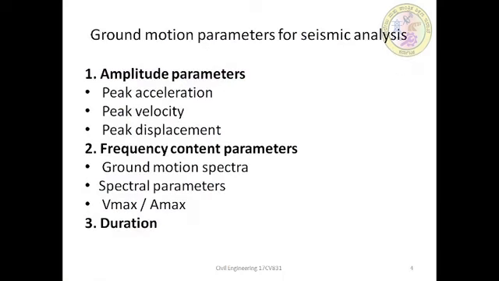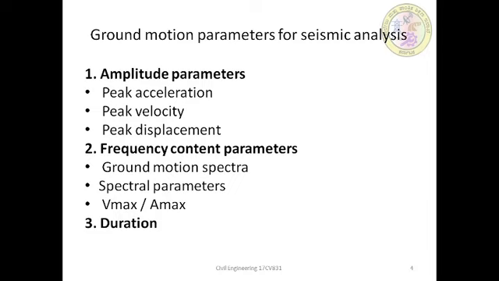Let us see that they provide the parameters necessary for the design, and they also help in assessing the magnitude of the damage the earthquake is causing. So let us see the ground motion parameters for the seismic analysis. The first one is amplitude parameters. The amplitude parameters include the peak acceleration, peak velocity, and the peak displacement.